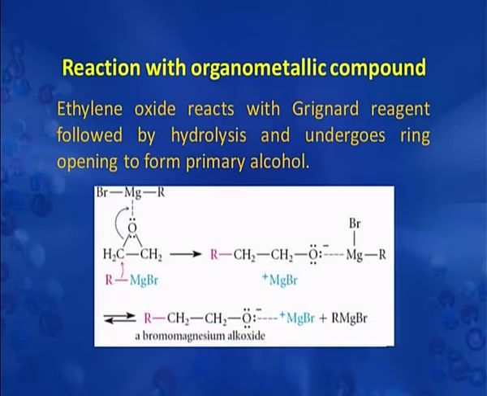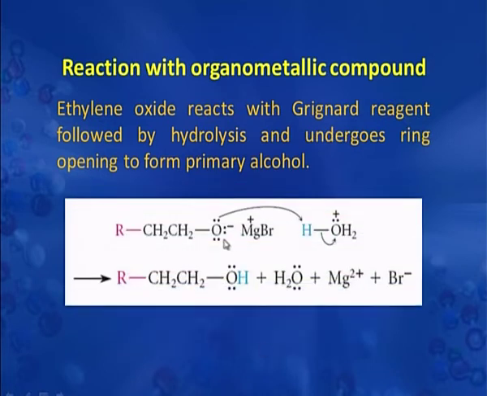Now, we will discuss some of the reactions of ethylene oxide or epoxides with Grignard reagent. In these reactions, actually primary alcohols are formed. Here you can see this is ethylene oxide, this reacts with alkyl magnesium halide, the Grignard reagent, and ring opening takes place, followed by the hydrolysis to get the alcohol.